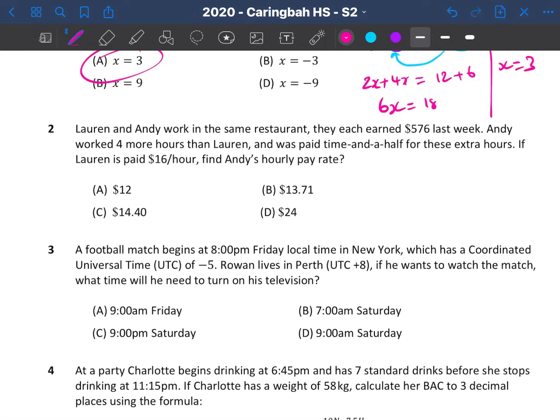Question 2. Lauren and Andy work in the same restaurant. They each earned $576 last week. Andy worked 4 more hours than Lauren and was paid time and a half for these extra hours. Okay, so for the 4 extra hours, he got time and a half. If Lauren is paid $16 an hour, find Andy's hourly pay rate.